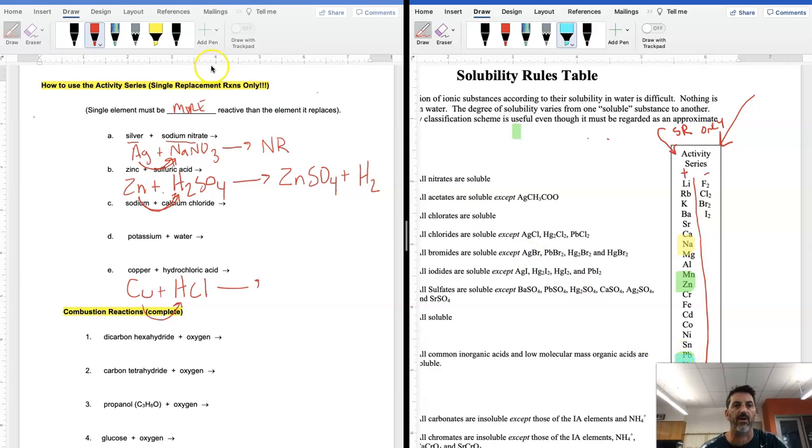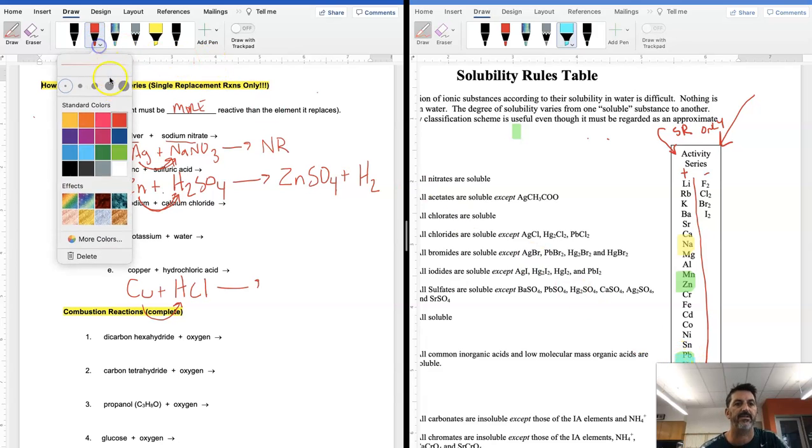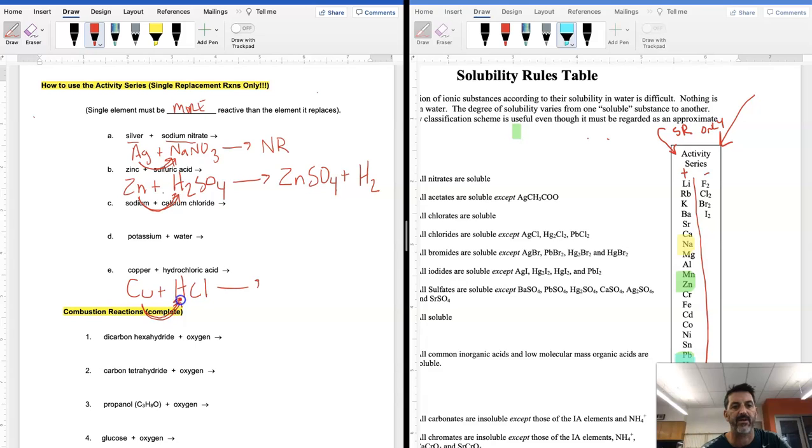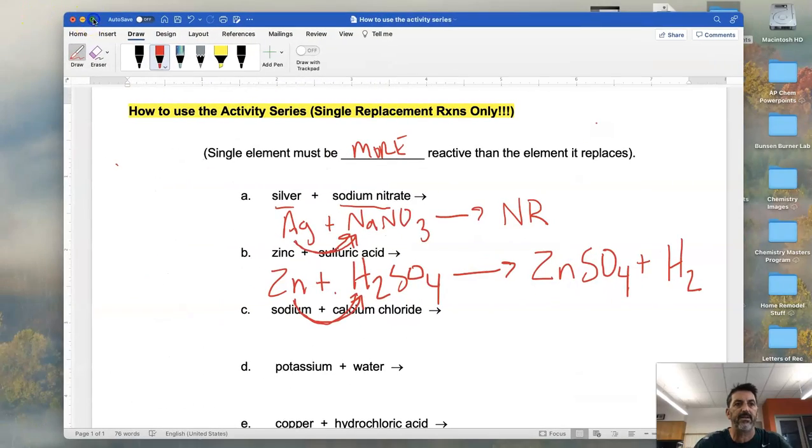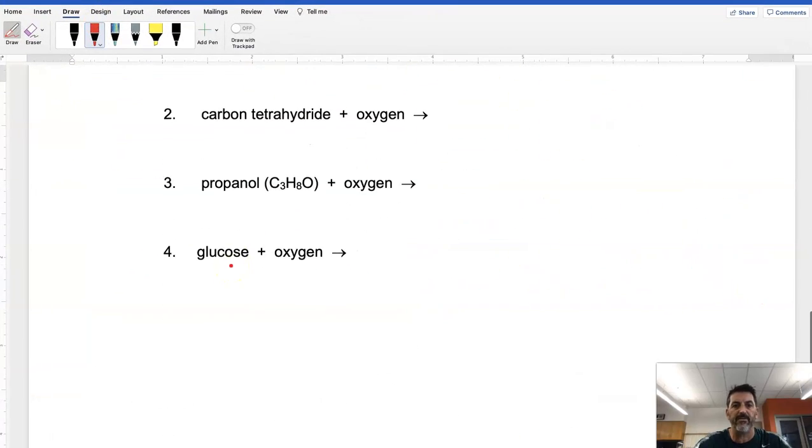So copper is lower than hydrogen on the activity series. So copper is less active, or less reactive, than hydrogen. So copper cannot come in and kick out the hydrogen. So again, we're going to put no reaction. All right, so that's how we use the solubility rules. Okay, now I'm going to expand this so we can get a little better view.